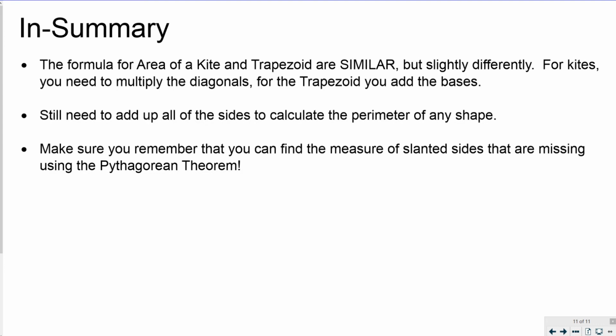Please make sure that you remember that you still have to add up all the sides to calculate the perimeter for any shape. For these ones, you're going to have to add 4 different sides, but kites are nice and simple because they have 2 duplicates. And then make sure you remember that you can find the measure of any slanted sides that are missing using the Pythagorean theorem, like in example 4, and we did it in example 2.